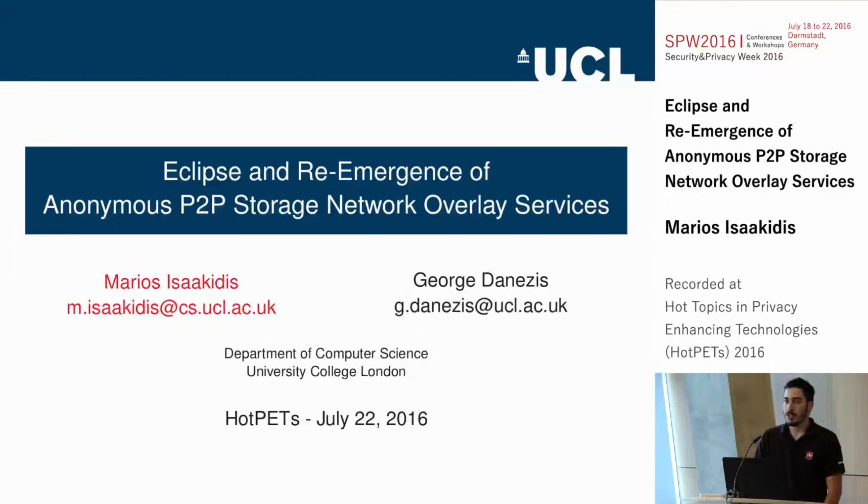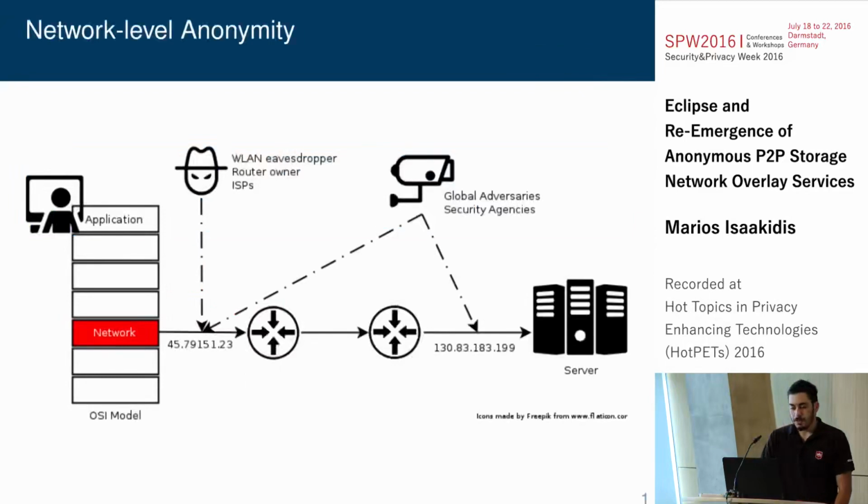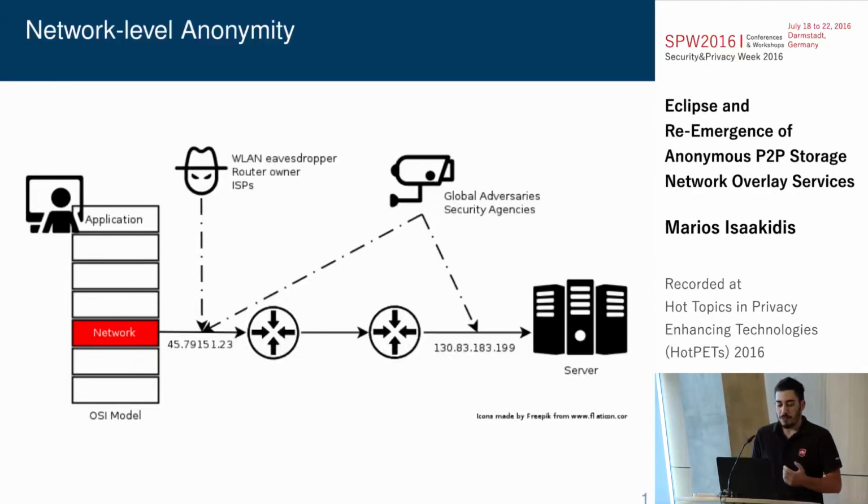In this HotPETs talk, we bring back the discussion on anonymous peer-to-peer storage networks and how they can be used for developing privacy-enhancing technologies. As privacy-enhancing technology developers, we sometimes need to provide network-level anonymity for our services. For example, if you would like to hide the user IP identifiers from the server, or hide the server IP in general from everybody, or hide that the whole communication has ever taken place.